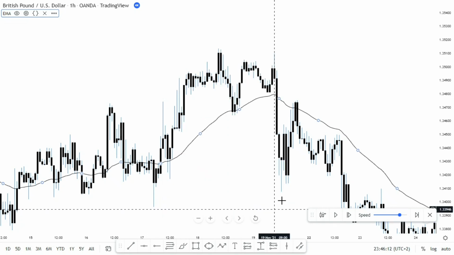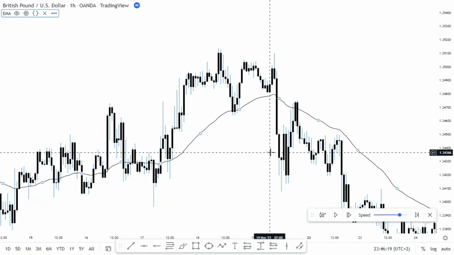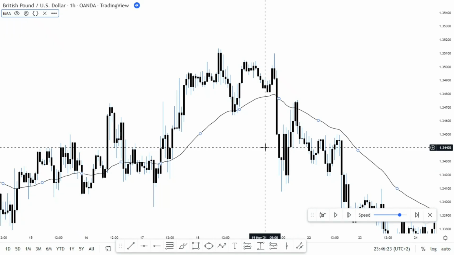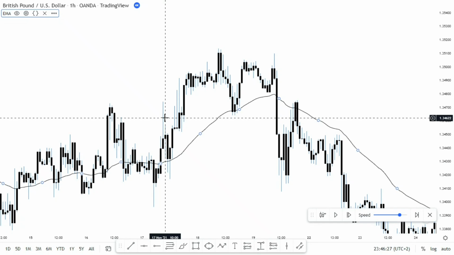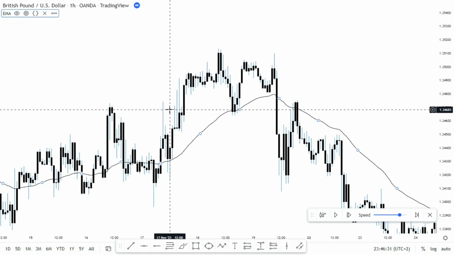So in this video, what we're going to focus on is two things: support and resistance in confluence with the EMA. And I'm not saying you can trade only with these two technicals, but it damn sure helps.